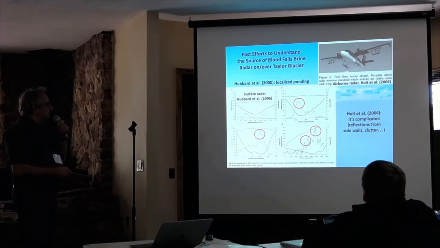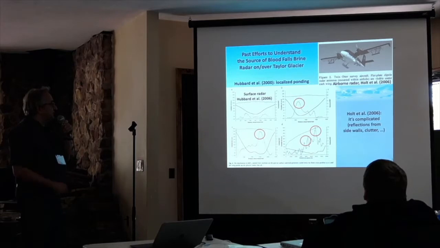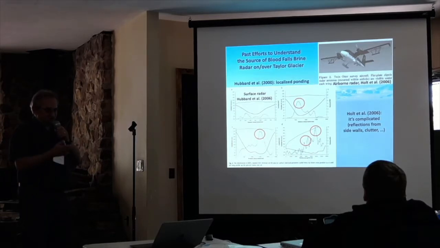And then a much more fancy system flown on a Twin Otter, and a paper by Jack Holt and colleagues basically says, well, it's complicated. And basically nothing about anything being wet beneath the glacier, but mostly complaining that there's sidewalls in mountain glaciers that reflect the radar, and there's a bunch of clutter because the surface doesn't look smooth.